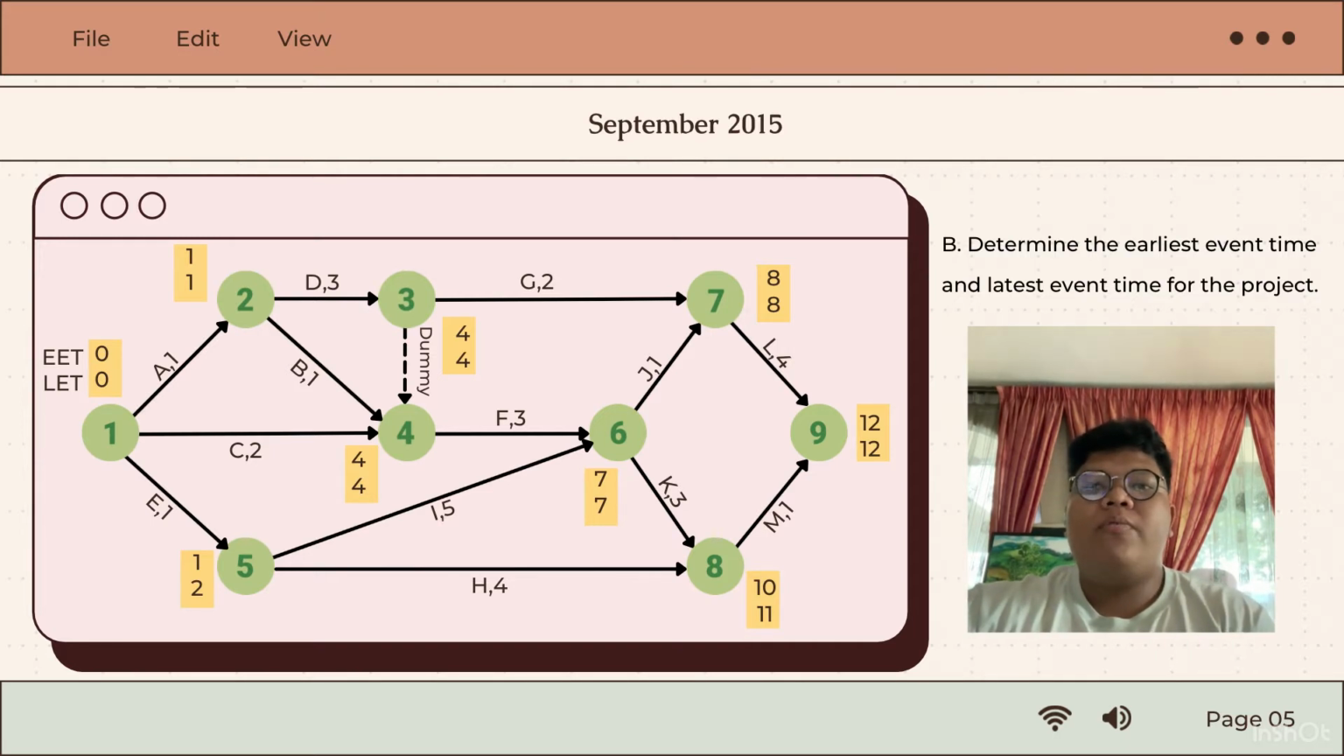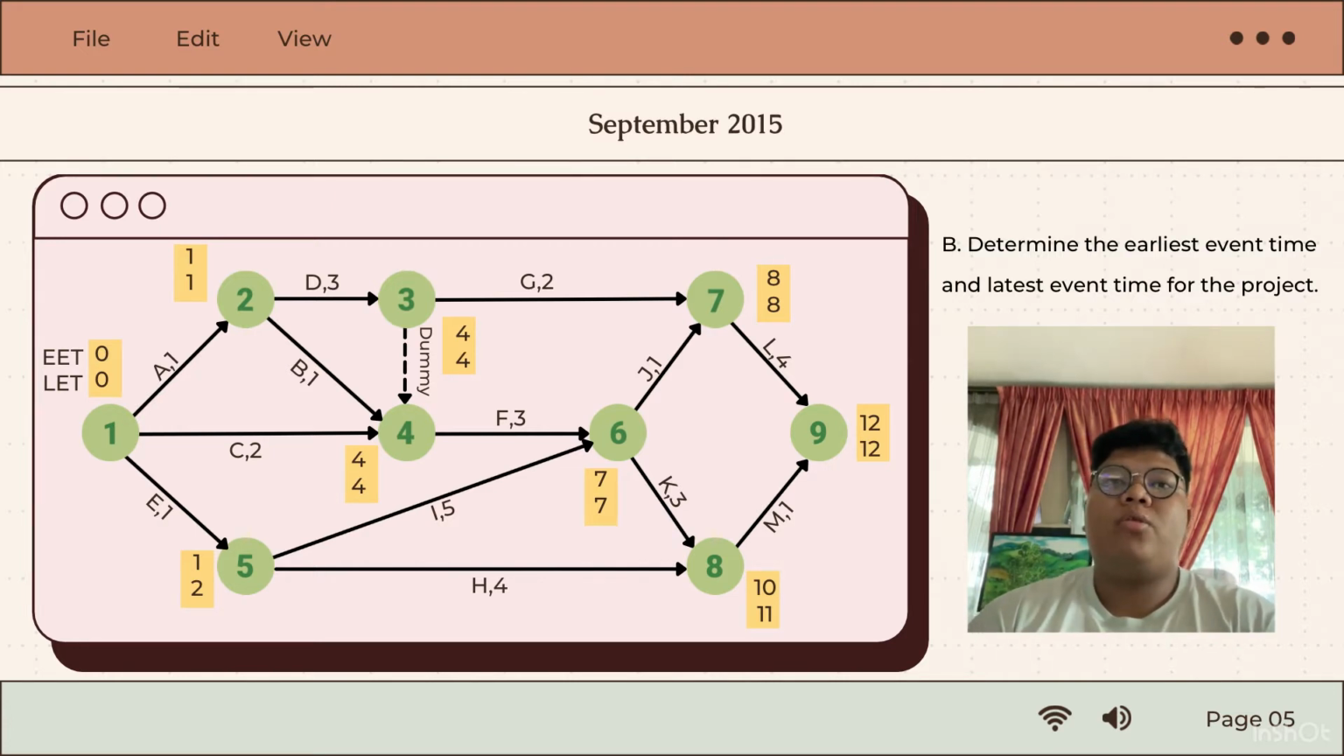We choose the value from activity L4 instead of the value from activity M1 because 10 plus 1 equals 11. After we complete counting EET, we need to count LET. For LET, the movement is from right to left, so we start from path 9, which is 12.